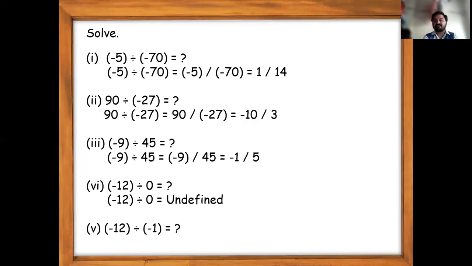Now solve this sum, the last one. Very good. The answer is 12. Whenever you divide any number by 1, you get the number itself. And as we can see, both the numbers are negative, so we got the answer as positive.